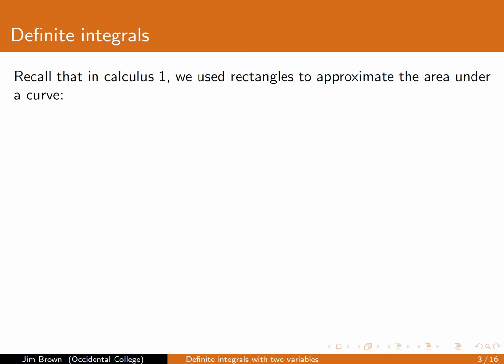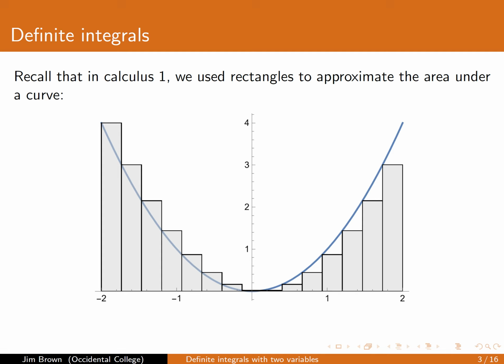Recall in Calculus 1, when we wanted to approximate the area under a curve, we used rectangles to do that because rectangles were something we knew how to calculate the area of. For instance, here we have a left-hand sum approximating the area under a parabola. Notice we took this interval from -2 to 2 and broke it up into smaller intervals and used rectangles on those smaller intervals, and the height of the rectangles was the height of the function at the left edge point of each subinterval.